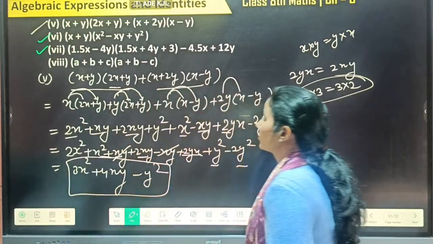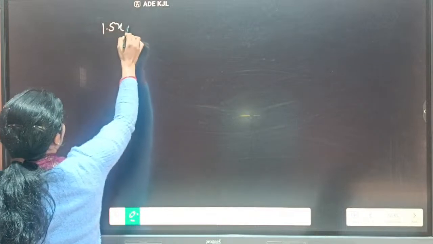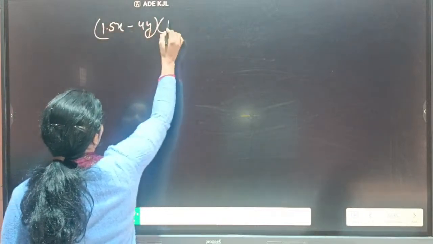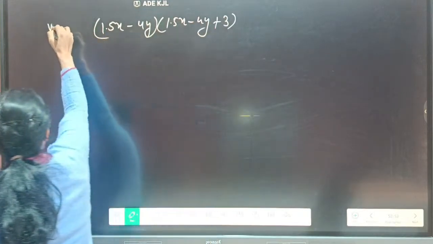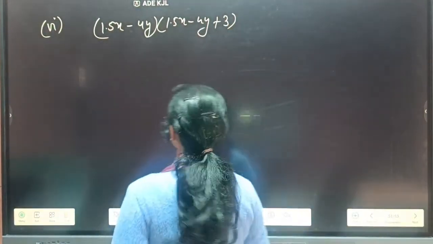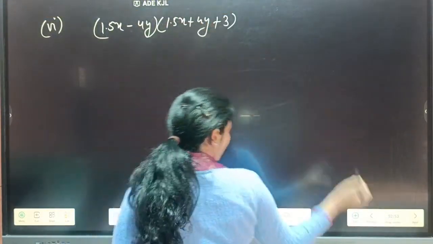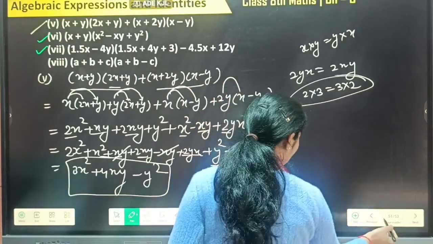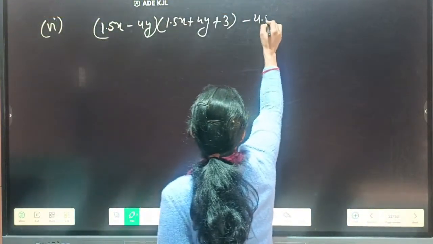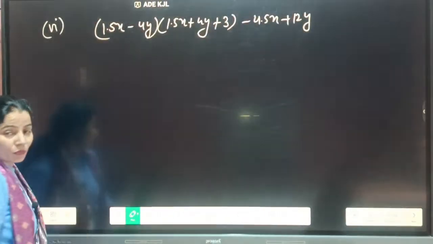What is part number 7? 1.5x minus 4y, multiplied with 1.5x minus 4y plus 3. Checking the statement, where is plus or minus? There minus and there plus. And further minus 4.5x plus 12y. This is the seventh part. These we have to simplify.